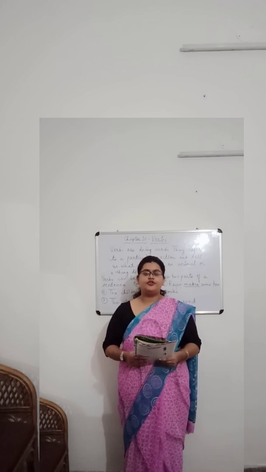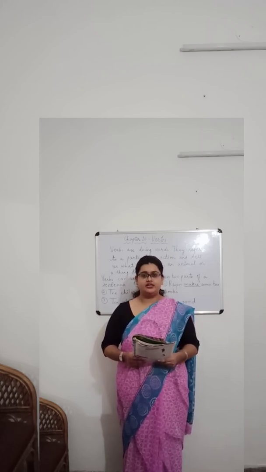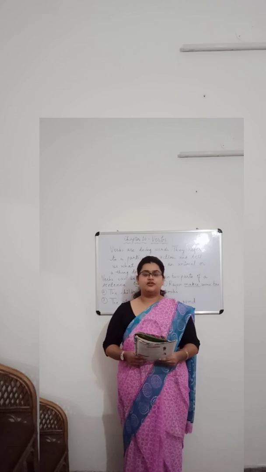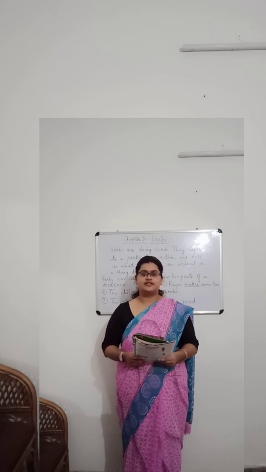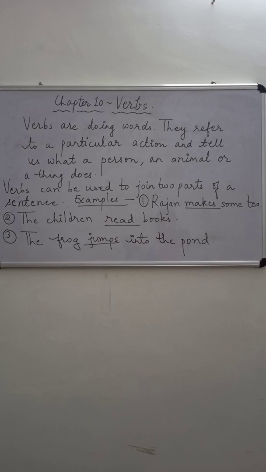Today I am going to teach you chapter number 10. The name of the chapter is verbs. So let's start. Now first let us understand what are verbs. Verbs are doing words, or you can say action words. They refer to a particular action and tell us what a person, an animal or a thing does.